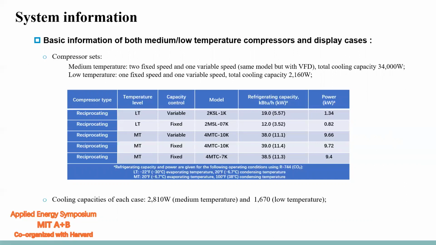There are two fixed speed and one variable speed compressors for medium temperature display cases, while there are only one fixed speed and one variable speed for low temperature display cases. The detailed values of these parameters are listed in this table.